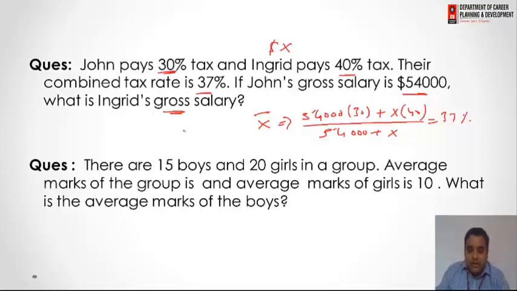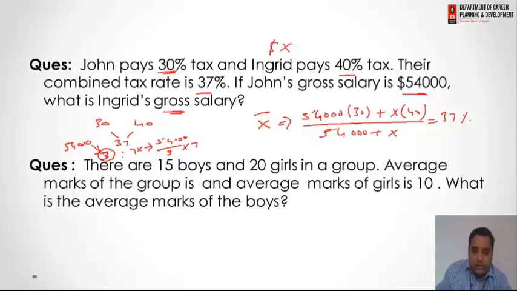Or we can say this question can be solved by using the concept of mixtures and alligation. As we said, the lowest value is 30 and the greater value is 40, whereas the mean value we have is 37. So the ratio is 3:7, where 3 is defined by 54,000, hence 7x is equal to 54,000 divided by 3 into 7.